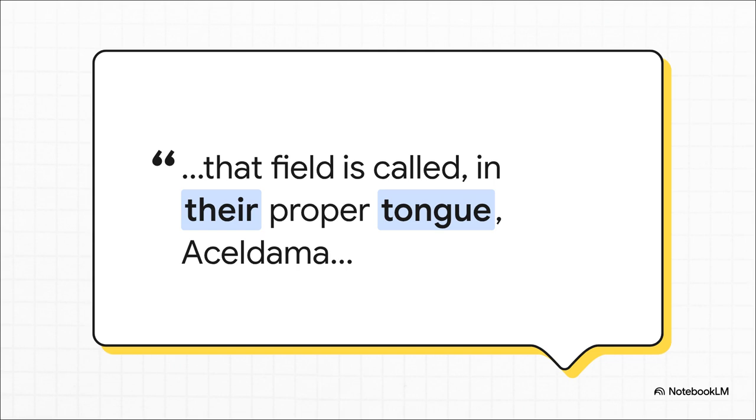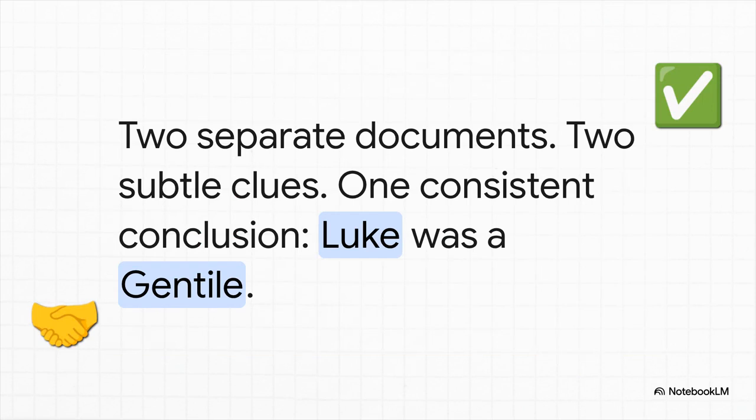Now think about that phrasing, in their tongue. You only talk like that when you're an outsider looking in. A native Jewish writer wouldn't need to explain the local language to his audience. And that right there is a perfect example of how this works.